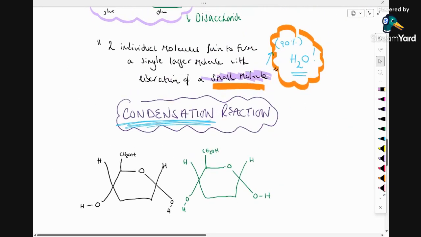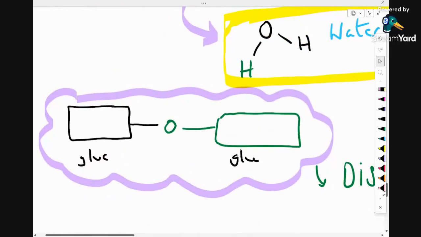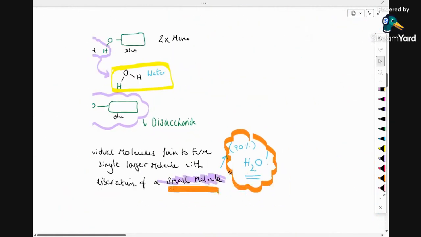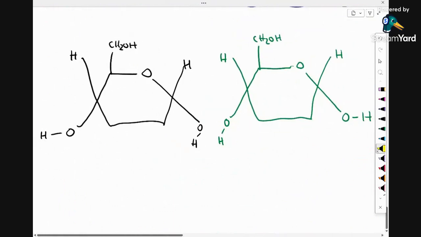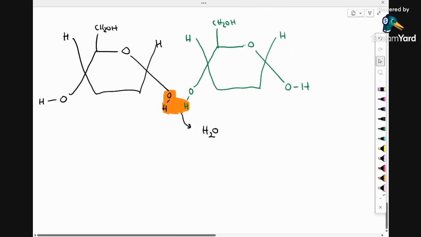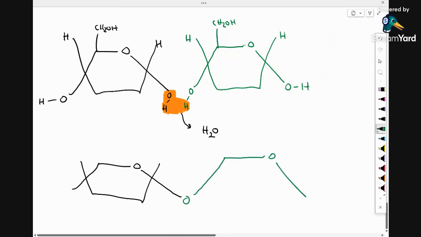So we're going to use my schematic here of two blocks with OH groups, and we're just going to convert that to our sugars. So imagine the sugars are the blocks, right? We've got our hydroxyl groups at the bottom. These are going to react here to produce water. And we are going to form a linkage between our black monosaccharide here to the green oxygen, which then links to this sugar here.